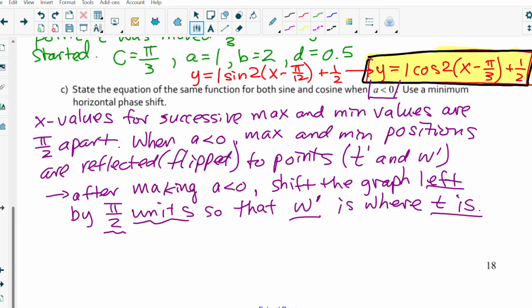So I know I have a phase shift of pi over 2 units to the left. Okay? So if I start with the sine version, so we want both sine and cosine, right? So let me continue here. Okay? If I start with y equals sine of 2 times x minus pi over 12 plus 1/2.